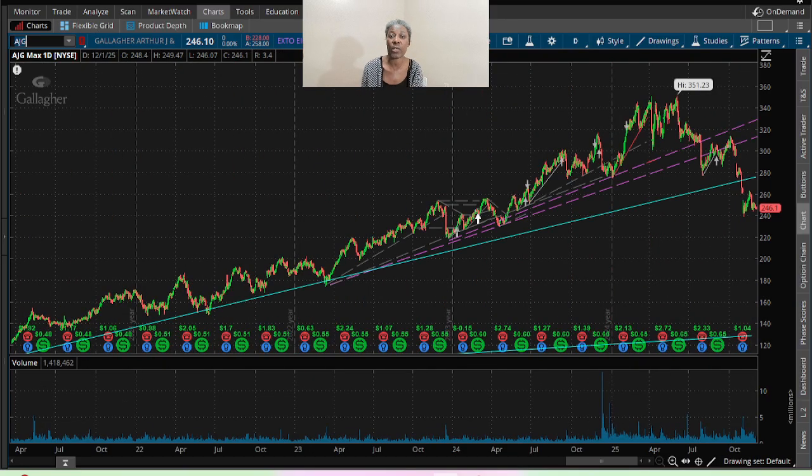Today is December 2nd, 2025, and the market has not opened yet. Yesterday, the market closed on red. The price at the end of the day was lower than the price in the morning when the market opened. When you look at AJG, we have our trend lines.